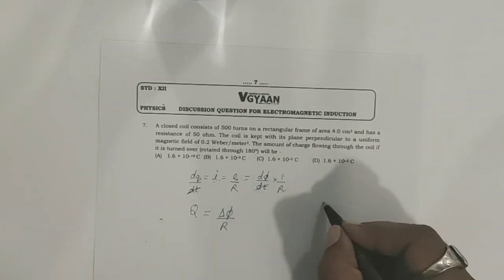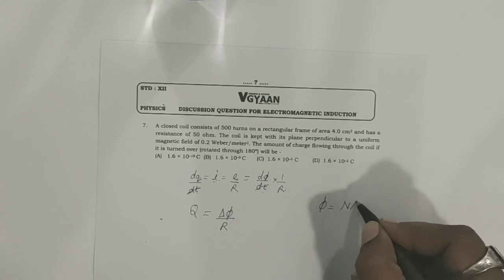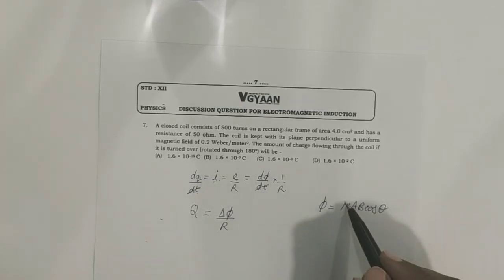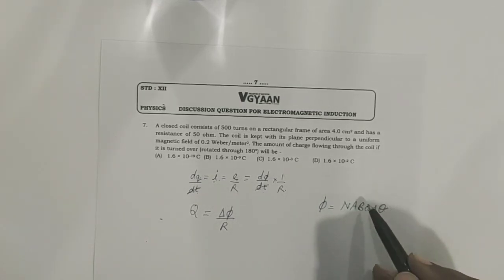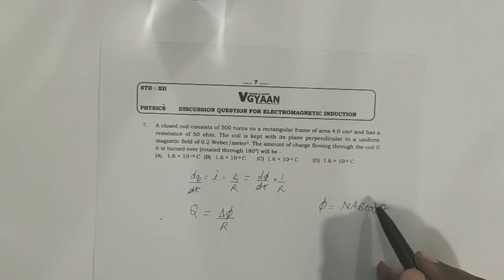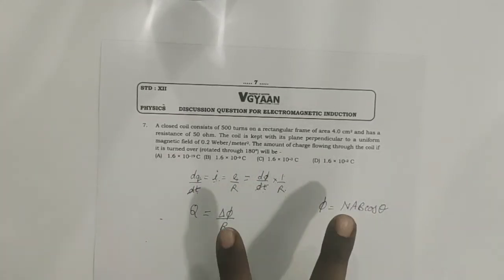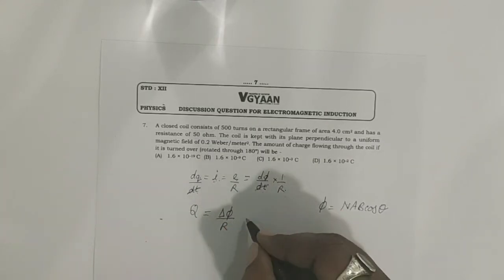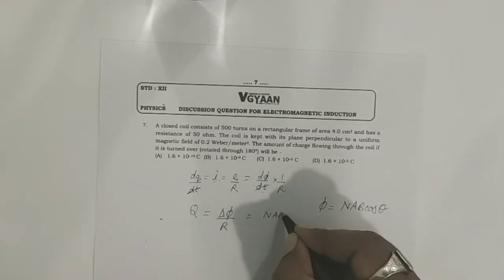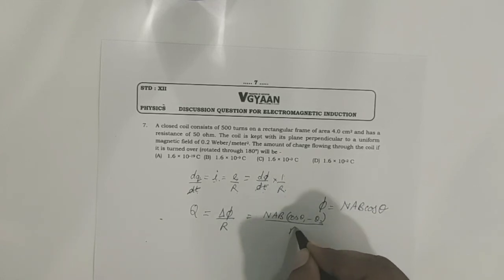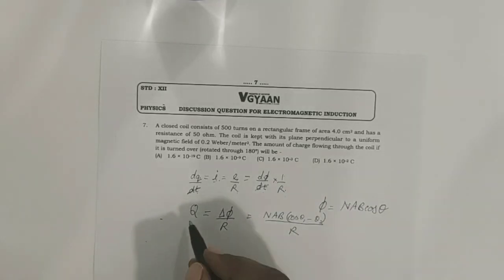Now the flux associated with any coil is given by the formula NAB cos theta. Over here the number of turns are not changing, the area of the coil is not changing, the magnetic induction or the strength of the magnetic field is not changing. What is changing is that the coil is rotated over. It is rotated through 180 degrees. So hence the change of flux will be NAB cos theta 1 minus cos theta 2, or cos theta 2 minus theta 1. Anyways, we are only interested in the magnitude over here. So if I substitute this formula, directly I'll be getting the charge.